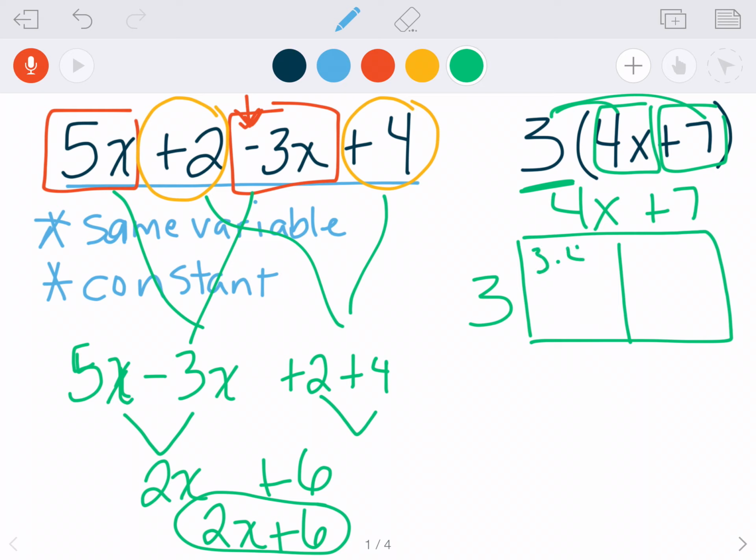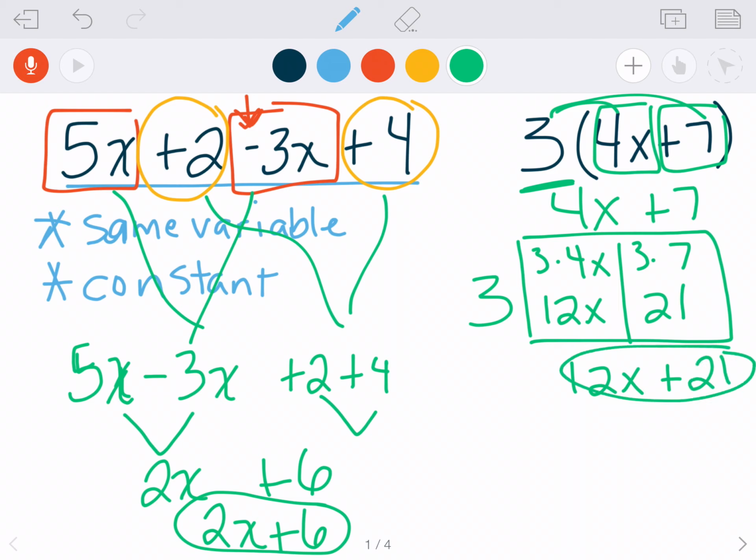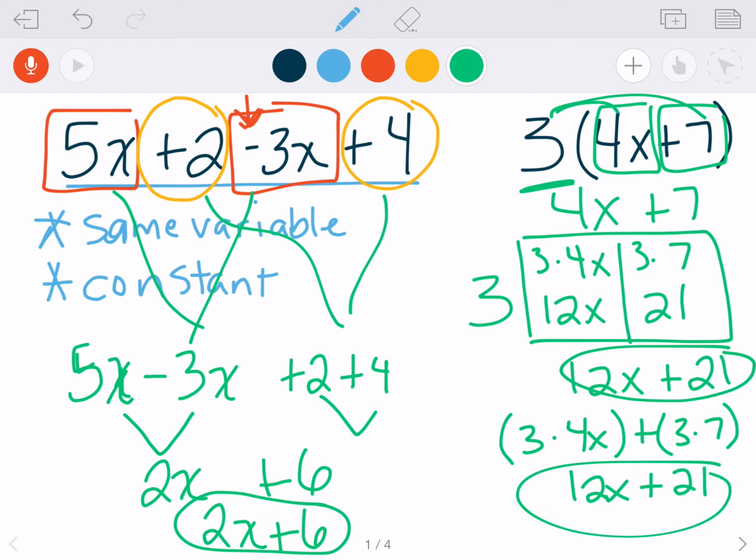3 times 4x gives us 12x. 3 times 7 gives us 21. So my new expression is 12x plus 21. You could also do it this way: 3 times 4x plus 3 times 7 and get the same answer. Whichever method works for you is totally fine with me. So that's combining like terms and distributive property. Now let's do a few complex expressions.